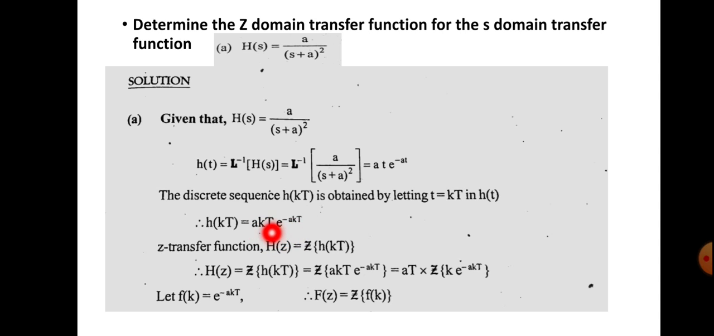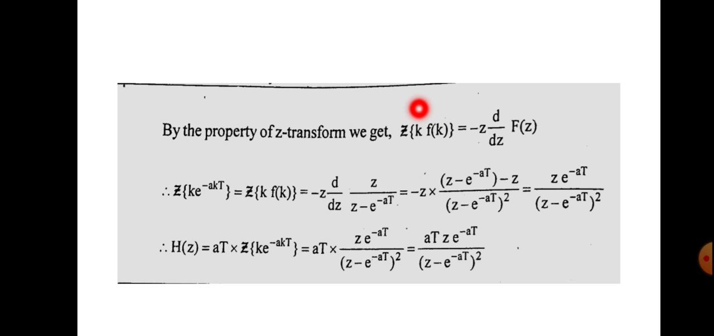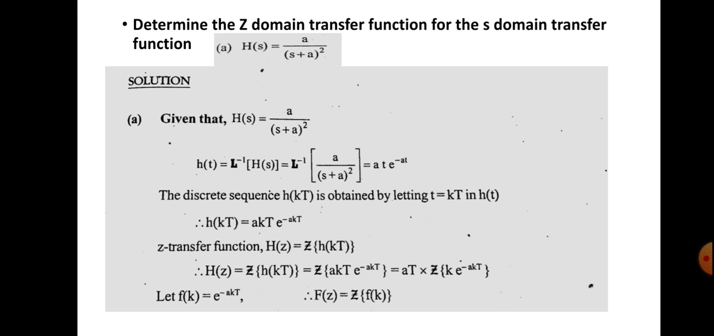So we have a general formula for the Z transform of k into f(k). See here, the Z transform of k into f(k) will have the form minus z into d by dz of F(z). So F(z) is the Z transform of f(k). So if the quantity k is multiplied to f(k), the Z transform equation will be minus z into d by dz of F(z). Here actually this term is a product of two functions, k and e raised to minus akT. Here we are taking e raised to minus akT as f(k). Let us find the Z transform of this f(k). So F(z) will be equal to the Z transform of f(k).